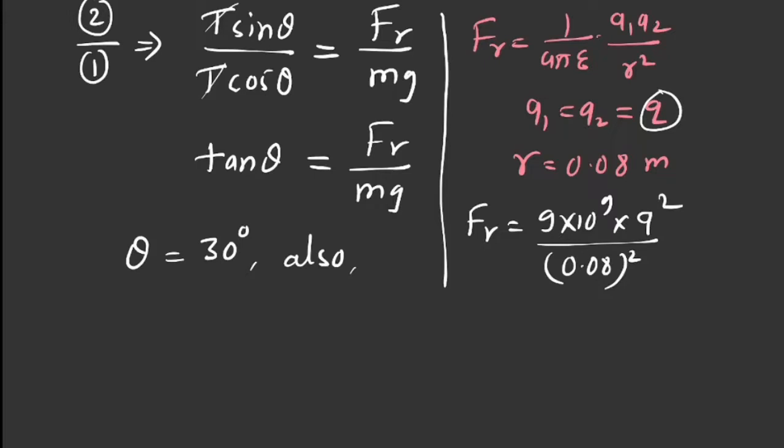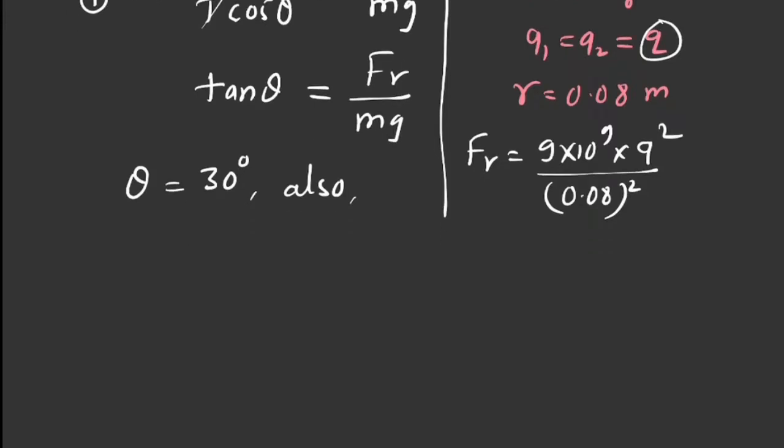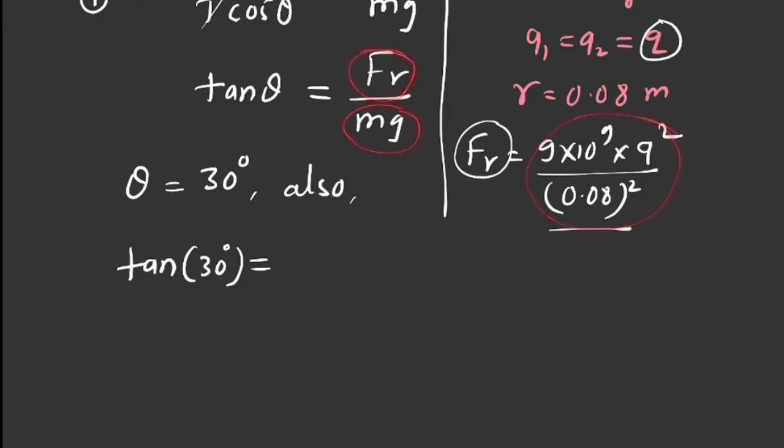So now let us find out the value of Fr. This is the formula we got from this equation. So this is Fr we got. Now what is tan theta? Let us consider this main equation. Tan of theta, theta is 30 degree. So tan 30 degree is equal to Fr, which is this one, divided by mg. M is given and g is 9.8. We know what mg is.